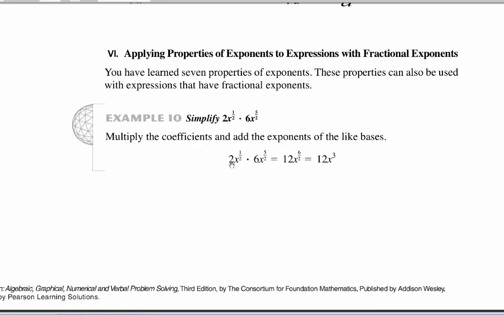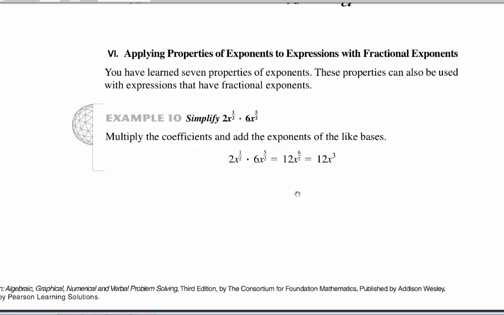Well, remember, we're going to group here, right? We'll group the 2 and the 6. So 2 times 6 is 12. And then we have the same base, which is x, so we add the exponents. So 1/2 plus 5/2 is 6/2, which reduces to 3. So our final answer would be 12x cubed.